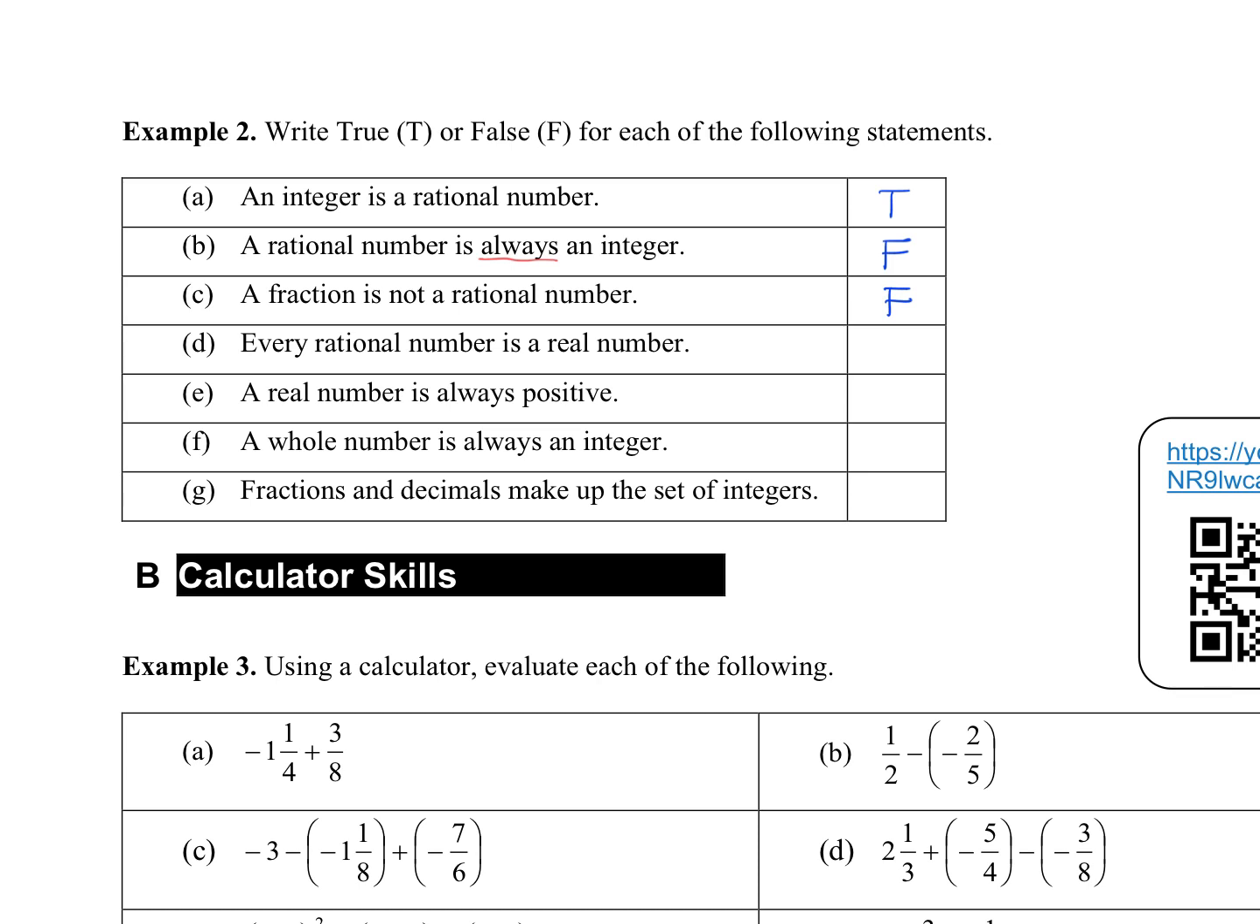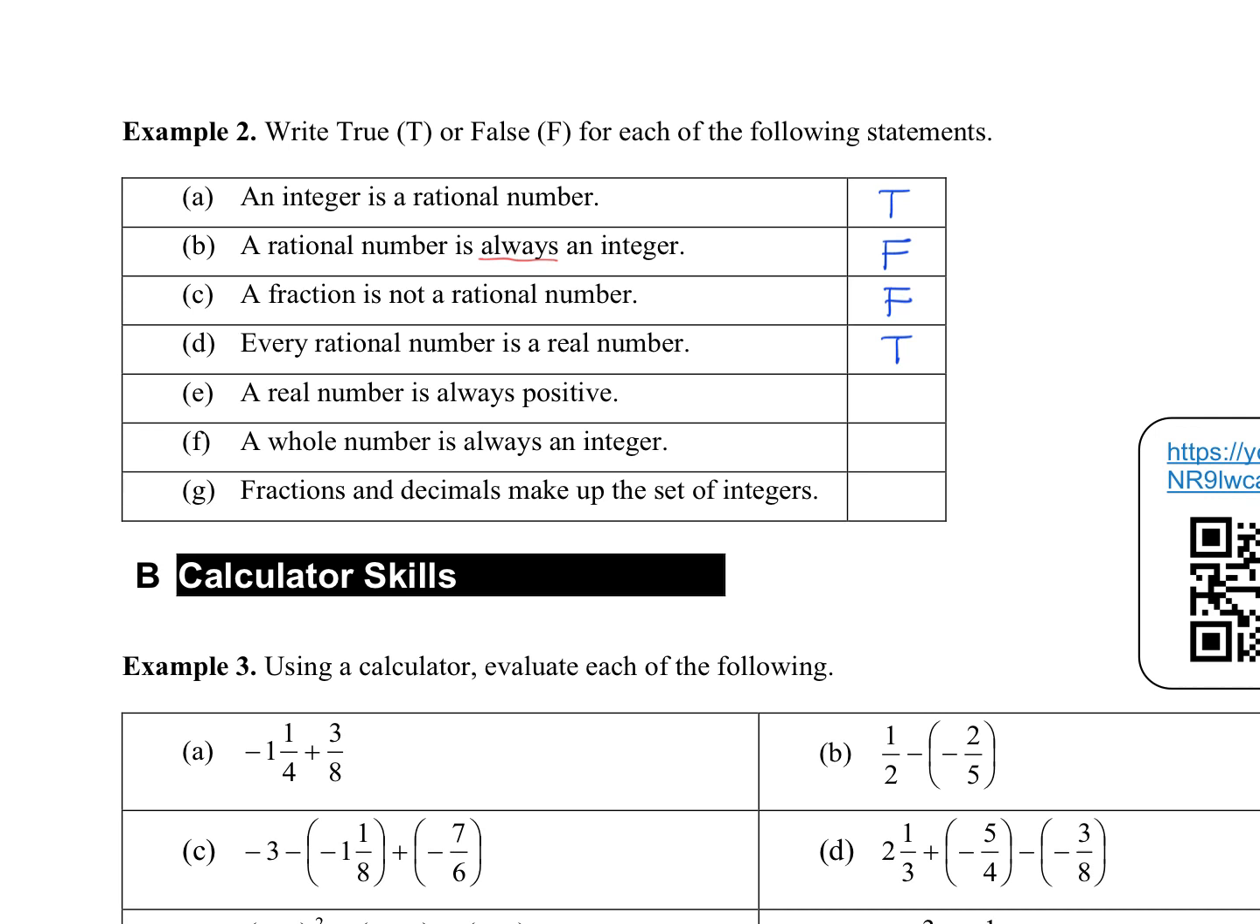Next one. Every rational number is a real number, right? This statement is true. Every rational number has a value attached to it. So if you can find the actual value itself, then it must be a real number.